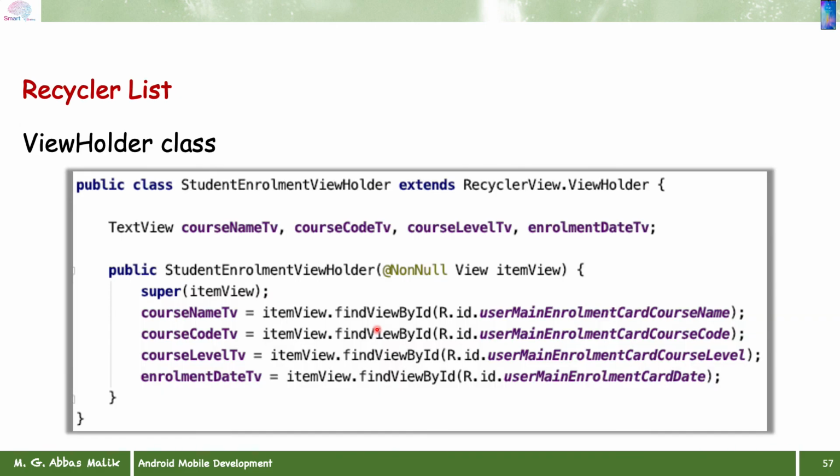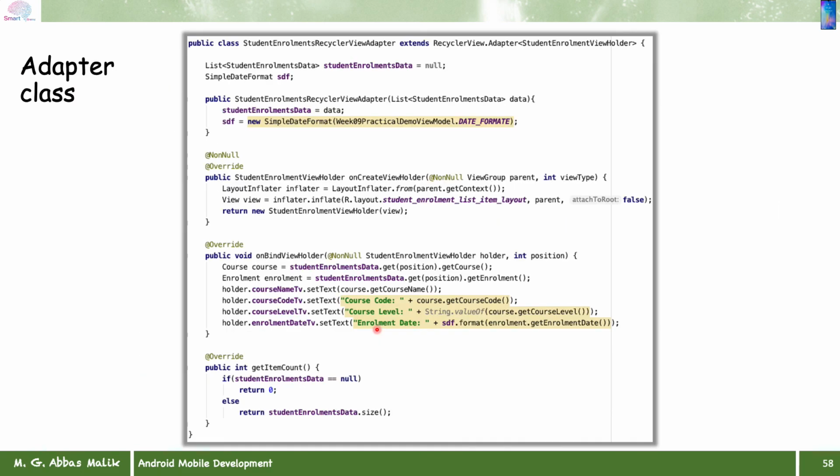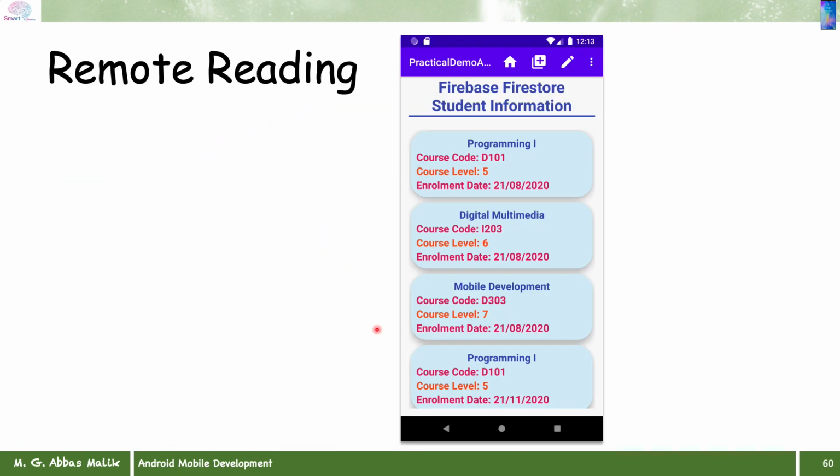In this way we can see, this is our view holder class, this is our view adapter class. That's exactly what it means. And then eventually it will show me the list of all the students' enrollments.